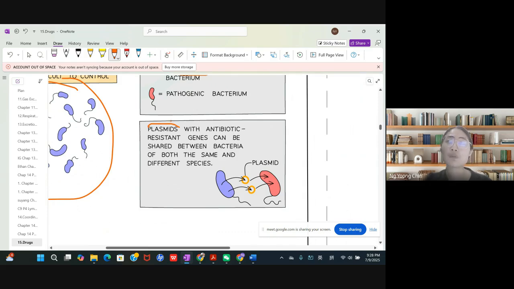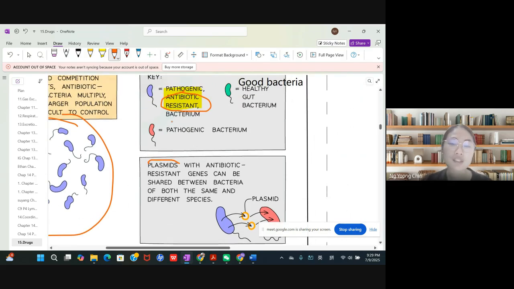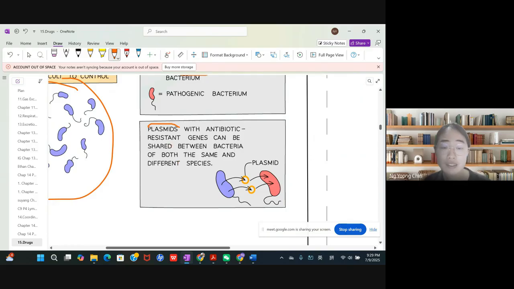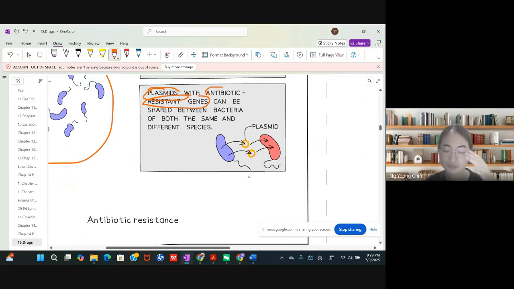Okay, so this one, plasmid. Maybe you're wondering how the bacteria are able to develop this antibiotic resistant gene. It's because of this. The bacteria have this plasmid, and this plasmid contains the antibiotic resistant gene. They can share it between bacteria of the same or different species. So even though this bacteria dies, their plasmid, which is DNA, the plasmid DNA, contains this antibiotic resistant gene, and they can still pass it to another bacteria.